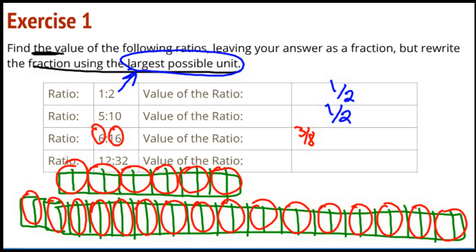Okay. All right, so I've got 1, 2, 3, 4, 5, 6 here, and 1, 2, 3, 4, 5, 6, 7, 8, 9, 10, 11, 12, 13, 14, 15, 16 here. But I notice the 6 and the 16 are still even. So I'm going to go back and I'm going to do some more unitizing. And I'm going to make some groups of 2.